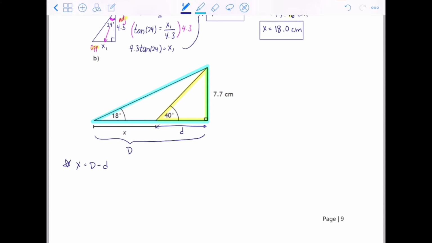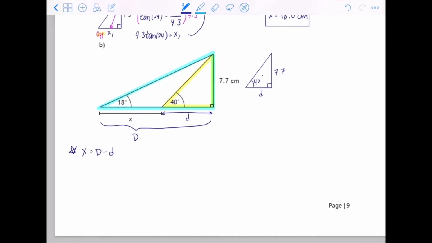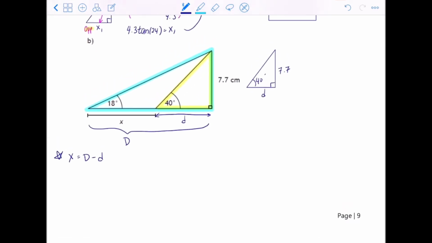Let's solve for the missing values. We'll start with the smaller triangle first. So let's see, 40 degrees here. This is D, 7.7, right angle here. All right, so when we're labeling the sides, the opposite side here, adjacent side here.